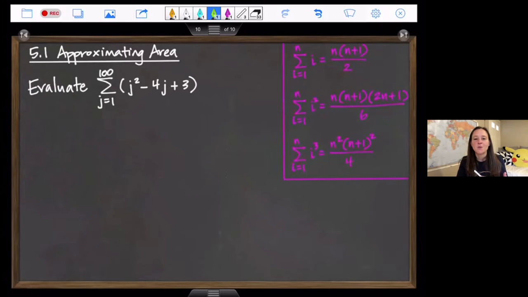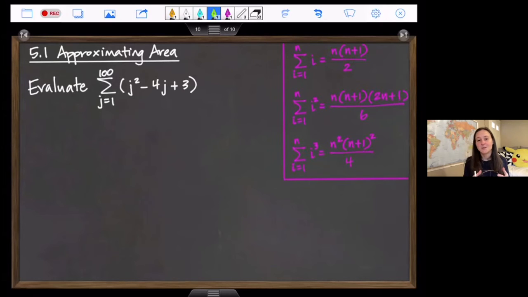We are going to get familiar with our properties of sigma notation and these formulas in the pink box, and also see why we want to have formulas like the ones in the pink box. So here we have the summation from j equals 1 to 100 of this quadratic, j squared minus 4j plus 3. Think about how we would do this the way we did the examples in the last video. We would start off at j equals 1: 1 squared minus 4 times 1 plus 3.